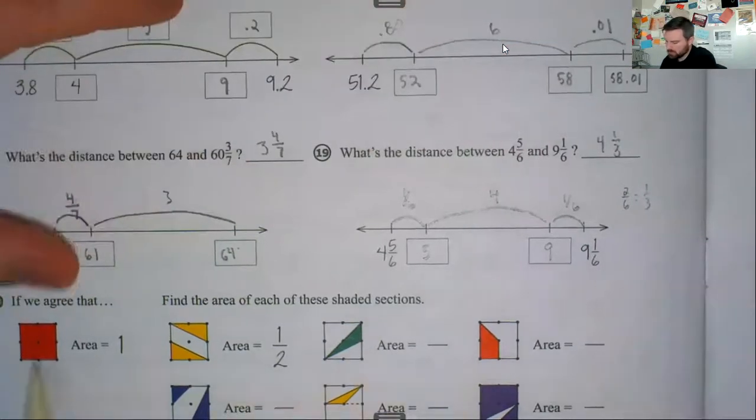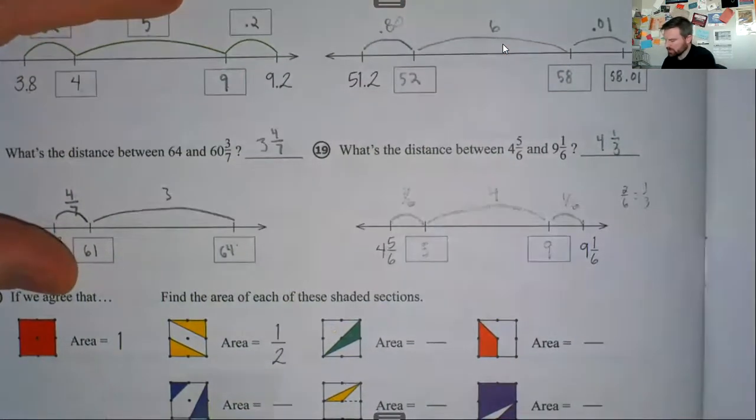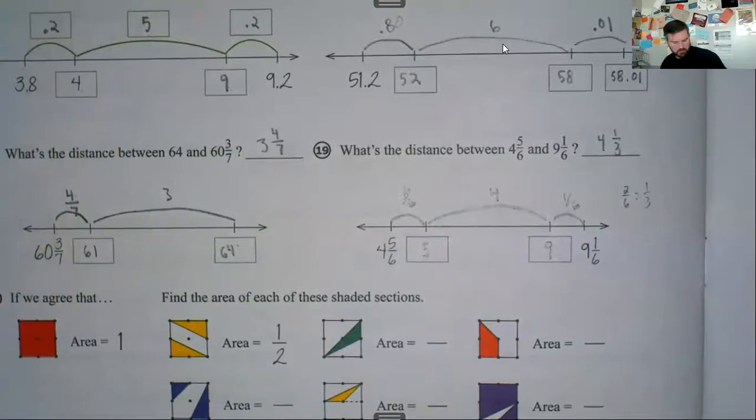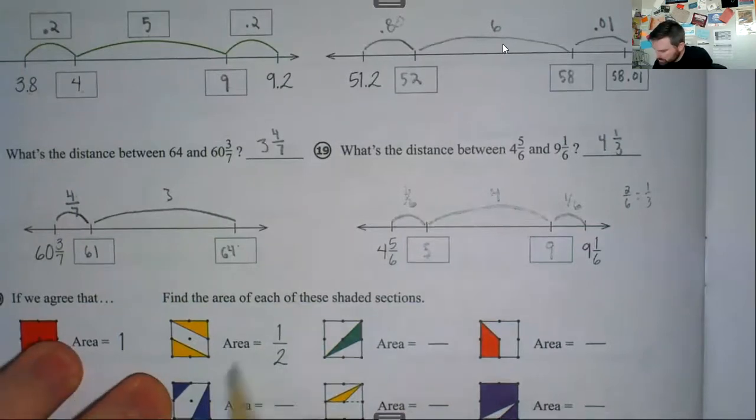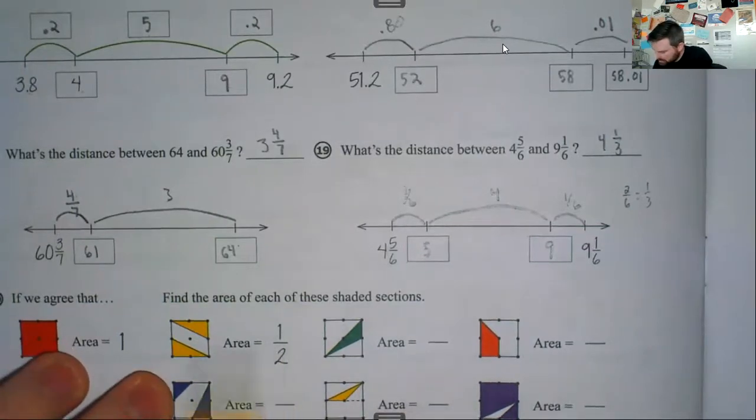Okay, here we've got some more. The area equals 1. Find these areas. These are a little bit more challenging here as we move on. Okay, so this is 1/2, because I could slide this up and get one rectangle, or you get 1, 2, 3, 4 of those little triangles there.